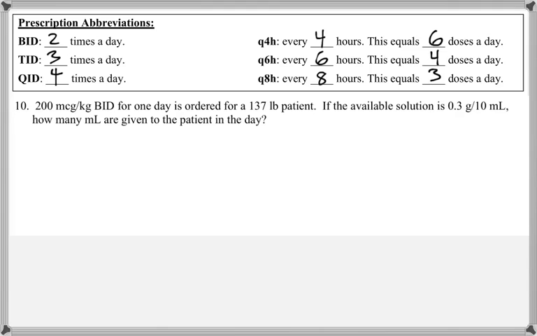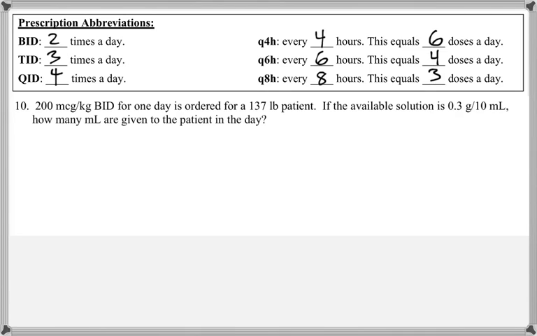So you'll notice that the TID and the Q8H are similar, same with the Q6H and the QID. The difference is that Q8H is very specific about every 8 hours. It has to be every 8 hours. Whereas TID is a little bit more lenient. You just need to take it 3 times a day, but the 3 times don't necessarily have to be completely evenly spaced out.